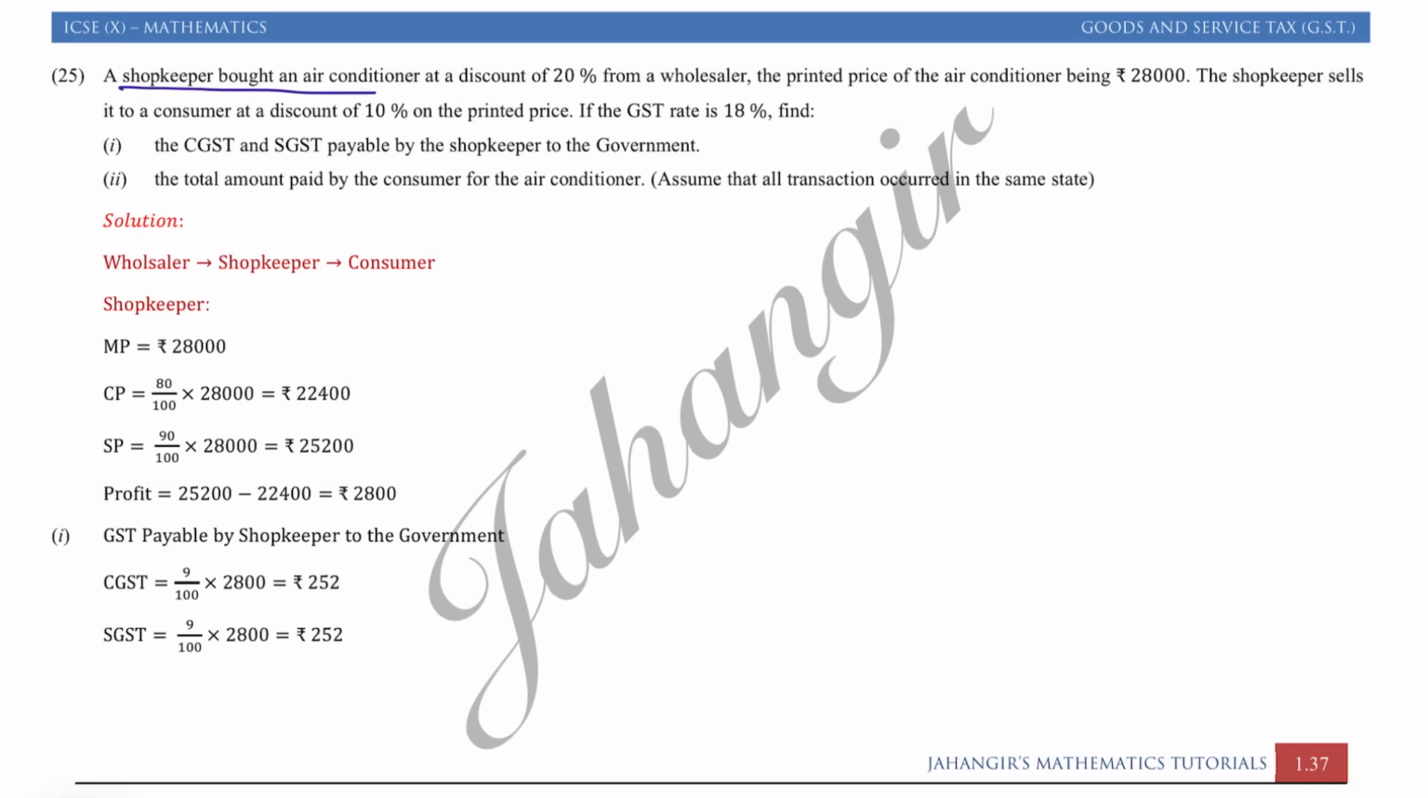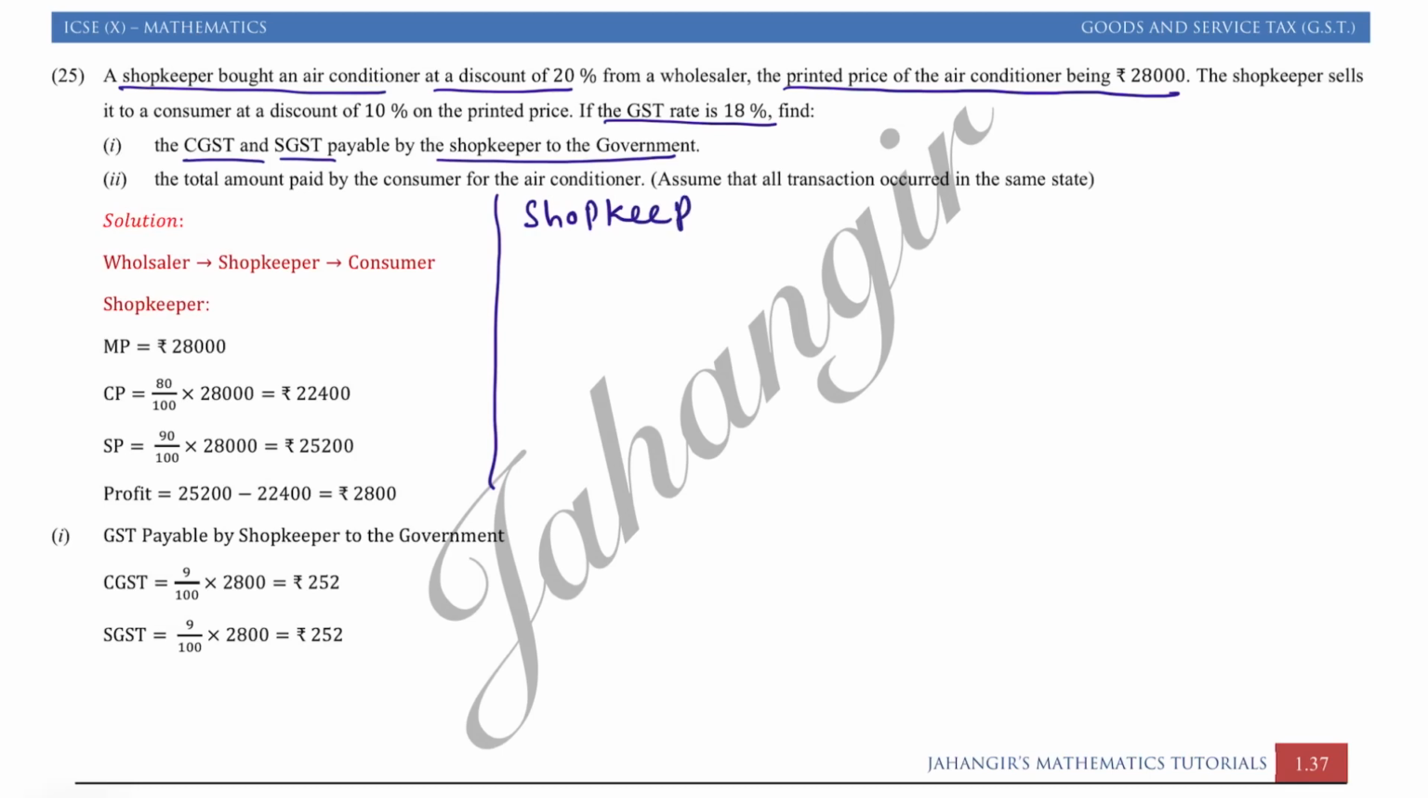The shopkeeper bought an air conditioner at a discount of 20% from the wholesaler. The printed price of the air conditioner being 28,000. The shopkeeper sells it to customer at a discount of 10% on the printed price. If the GST is 18%, find CGST, SGST payable by the shopkeeper to the government. This question is quite simple. We will just find shopkeeper ka buying price and selling price.